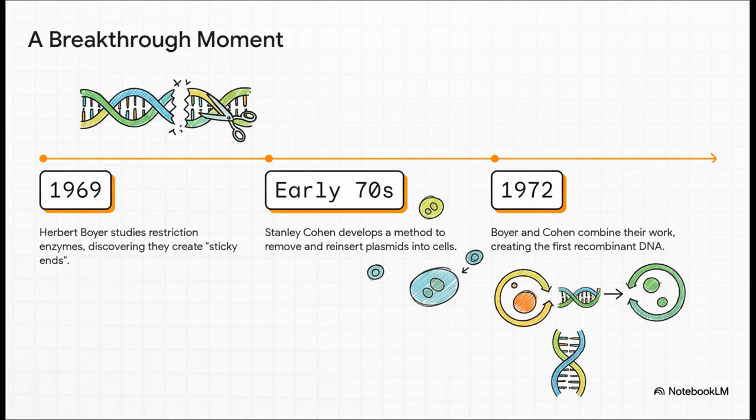The light bulb moment came in 1972. They decided to combine their work. They used Boyer's enzymes to cut out a gene for antibiotic resistance and pasted it into one of Cohen's plasmids. And it worked. They created the world's very first piece of recombinant DNA. A simple cut and paste that started a revolution.